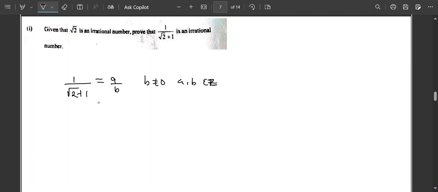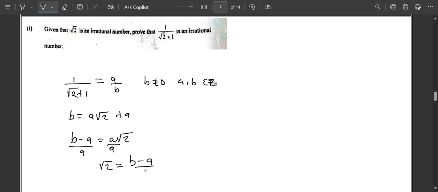We can now cross multiply. Here it will be b times 1, that is b, equal to a root 2, then plus a there, because a times that gives a there. Then from here I'll group the terms by saying b minus a is equal to a root 2. I'll divide throughout by a, because they said root 2 is irrational, so I've got to make root 2 the subject of the formula. So this will be b minus a over a.